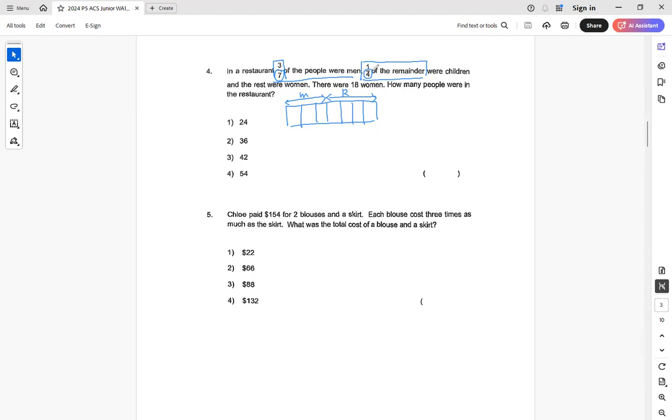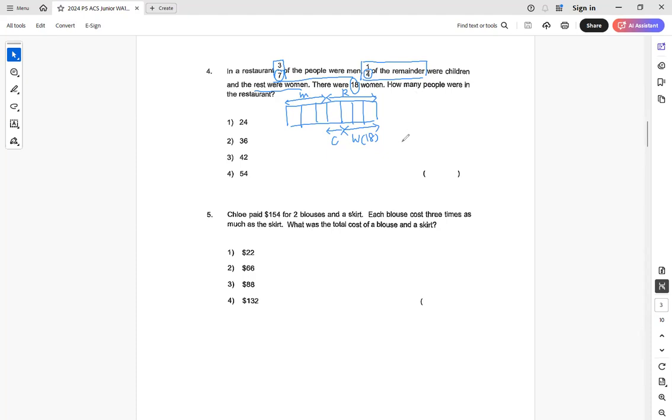I'm just going to label 1 out of the 4, which is 1 unit here, as my children. And the rest were women. So this remaining 3 units will be my women. I can put here, this is 18. So I can just label it as 18. All right, so now I'm done with my model.